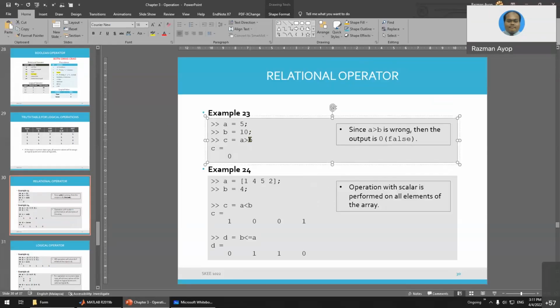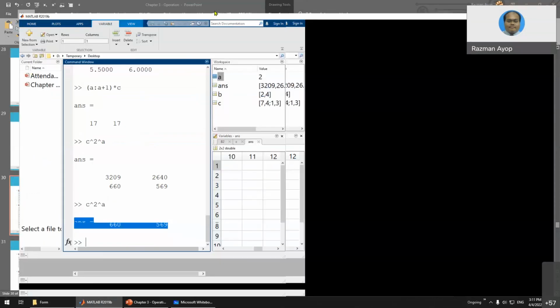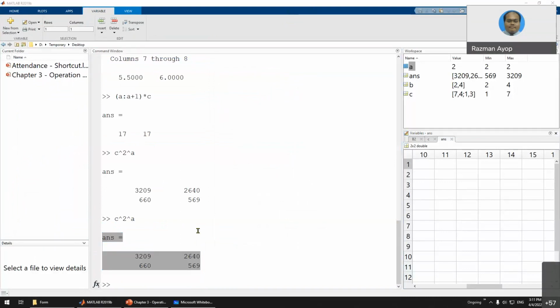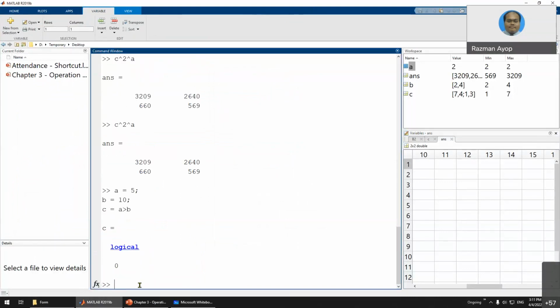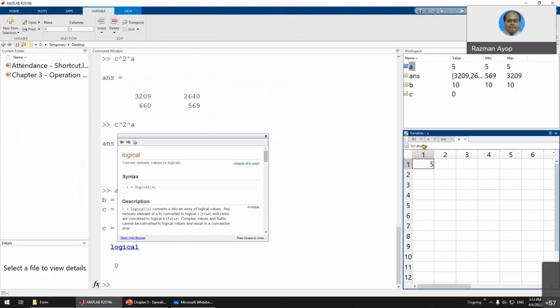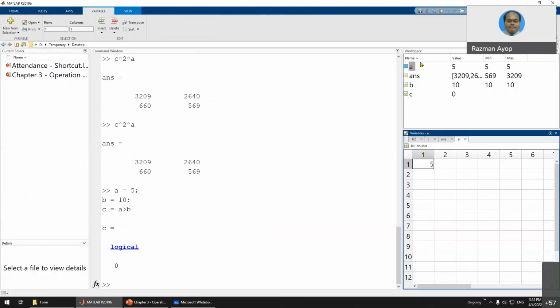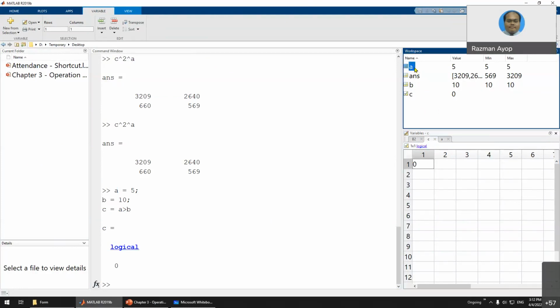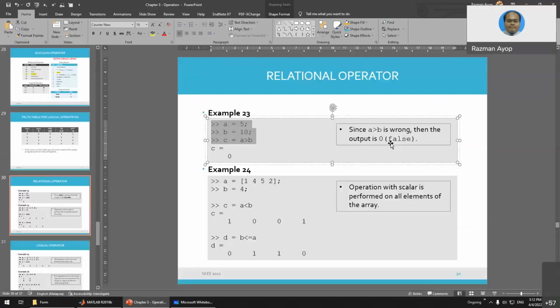Let me copy this. You can see here it's logical. The data is not double. Before this, the data was double, right? But the answer right now is logical. It's not double anymore. So that is an important thing you need to know.